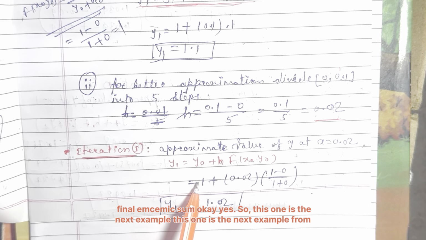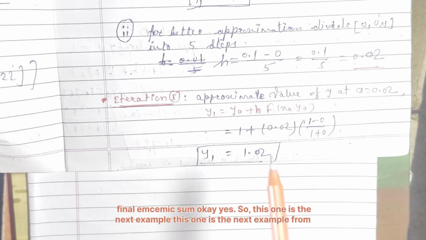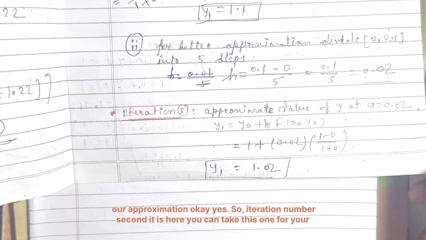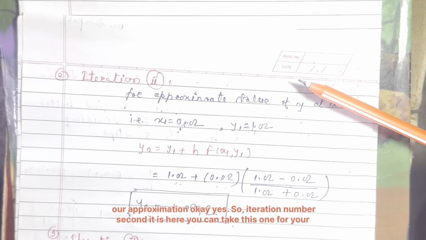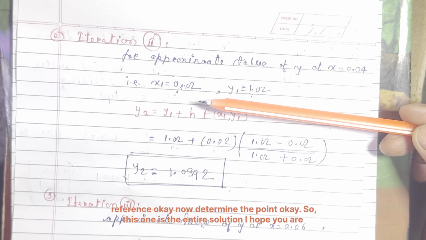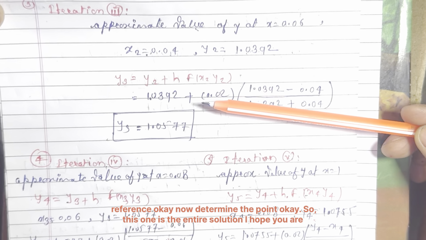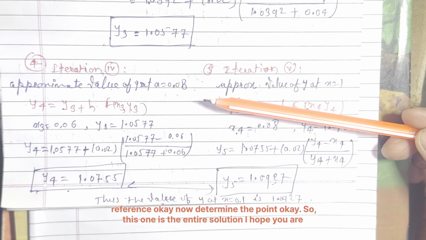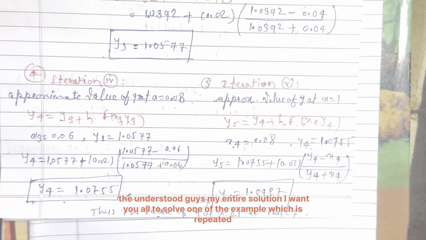So this one is the next example from our approximation. Iteration number second is here. You can take this one for your reference. Note down the points. So this one is the entire solution. I hope you all have understood my entire solution, guys.